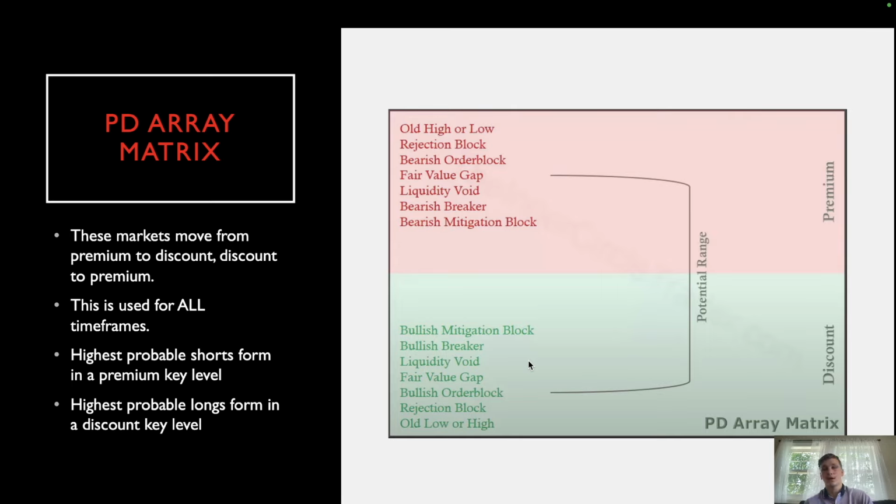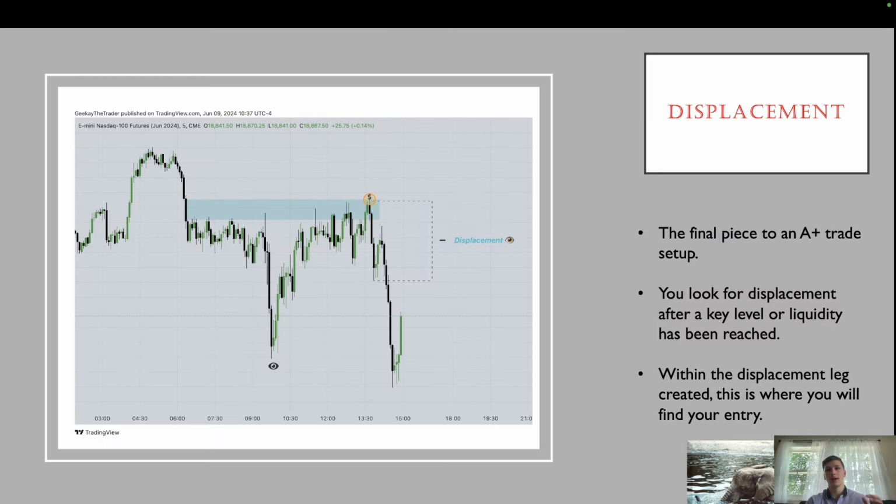The highest probability longs, well, guess what? It's going to be in that discount. When a discount is offered to the market, your highest probability longs with proper context and narrative from the other 3 previous slides that I just showed you are going to come from this discount range.